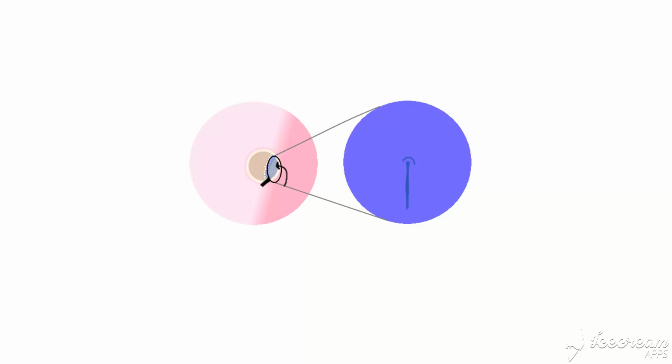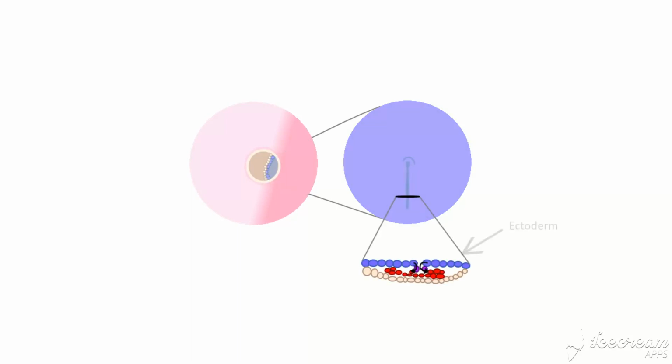The cells on the top layer will travel through the streak to the other side, in the end forming three different cell types, called ectoderm, mesoderm, and endoderm. These different cell types will form into different body parts.